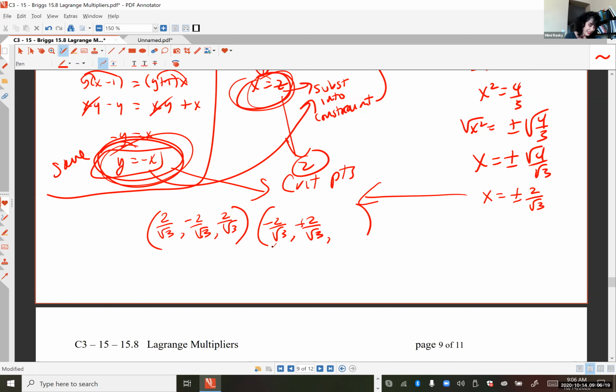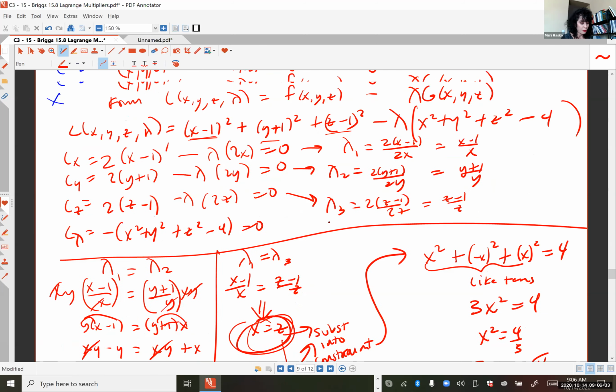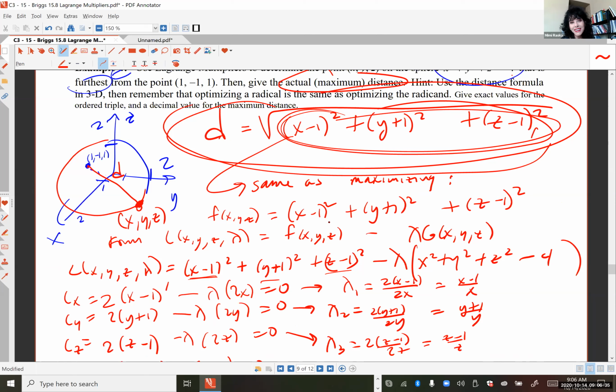Remember, z and x have to be the same. Oh, my bad. So negative 2 over radical 3. Yeah, okay. Those are the only 2 critical points we have. That's it. Well, the problem wanted the max distance. Oh, well, don't guess. How are you going to figure out which one of those is the max?